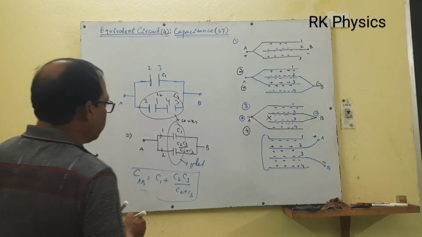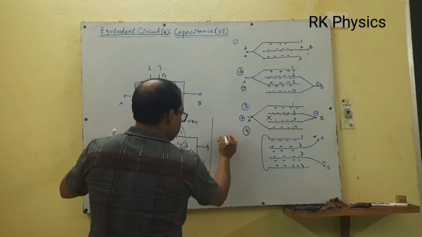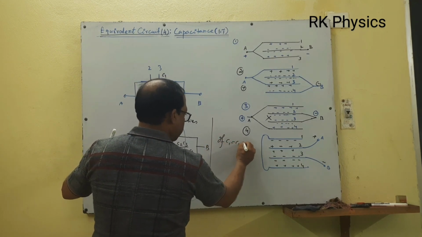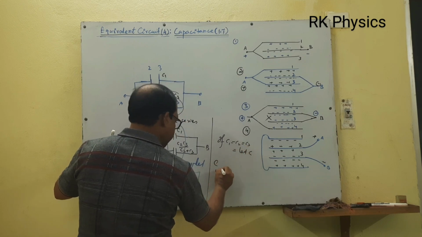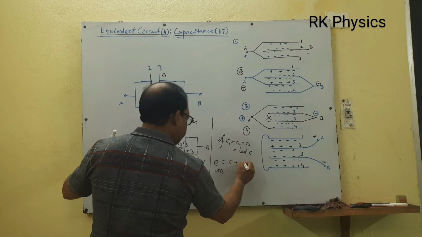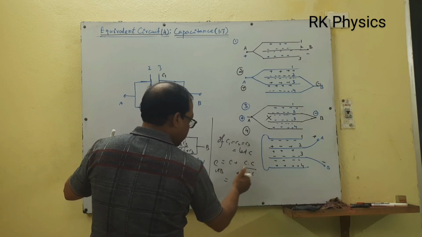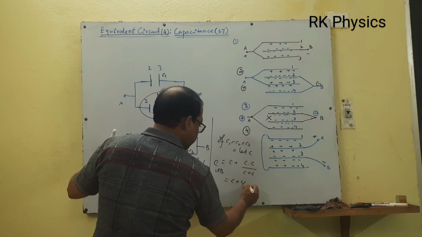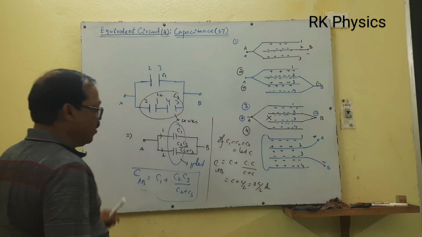Now if you assume here again C1 equal to C2 equal to C3 equal to, let C, then CAB equal to C plus C into C divided by C plus C, this is C plus C by 2, this is 3C by 2. So this is your answer.